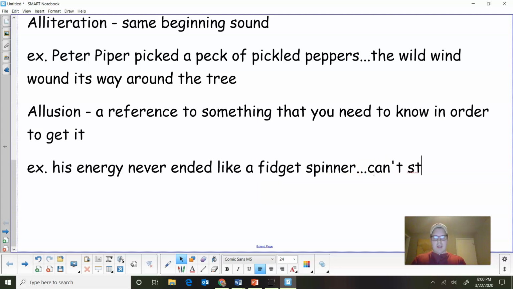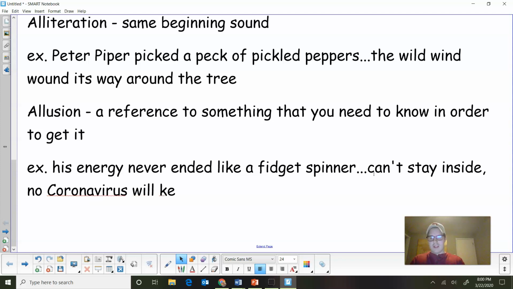How about this? Can't stay inside. No coronavirus will keep me down. So this is obviously an allusion to what's happening right now. If you don't know what the coronavirus is, you won't understand my reference, all right? So that's an allusion. Those are a little bit harder to understand, but you'll see some examples and it might help you out, all right? I promise it's not going to be hard. We're going to do it together, okay?